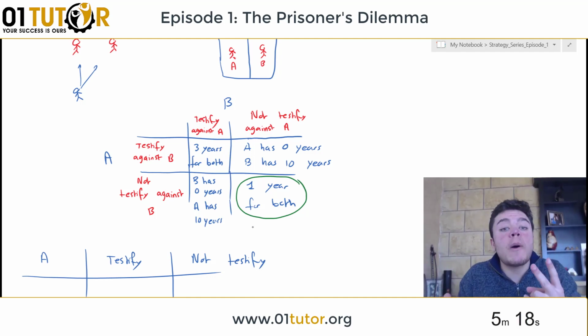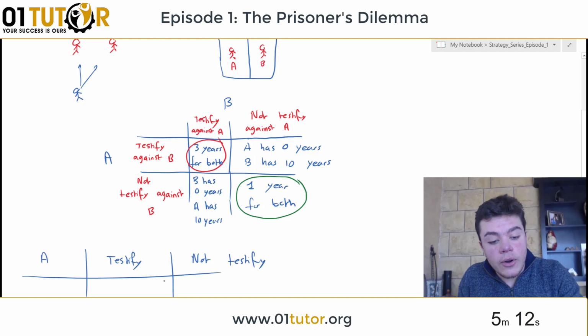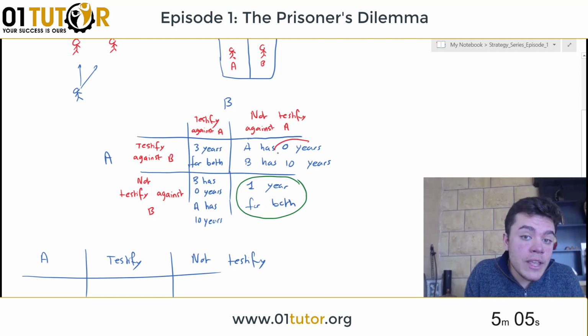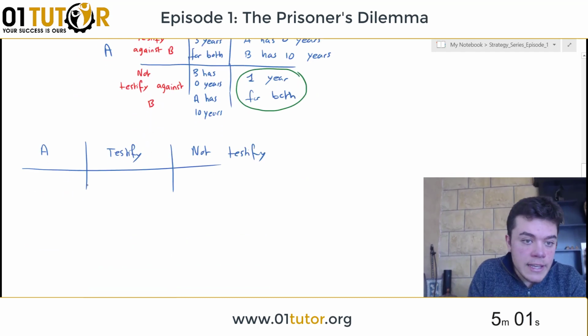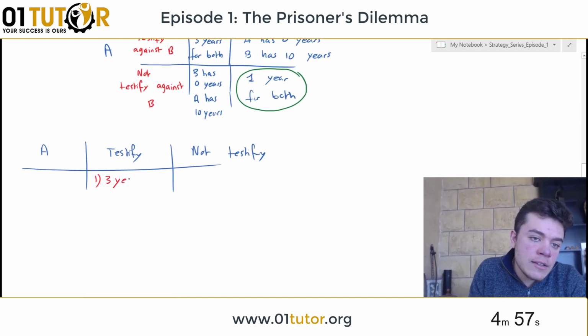He has one of two possible results. If A testifies against B, he can either take 3 years if B testifies, or he can take 0 years if B doesn't testify, right? So if A testifies, he has one of two possible options, either 3 years or 0 years.